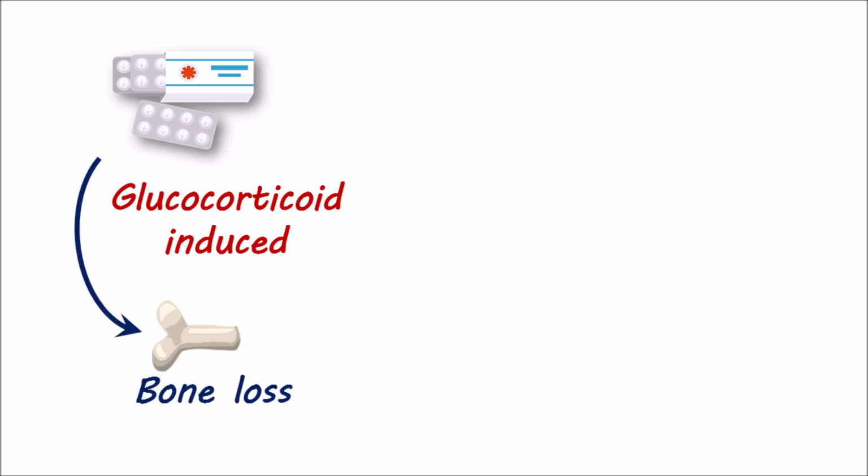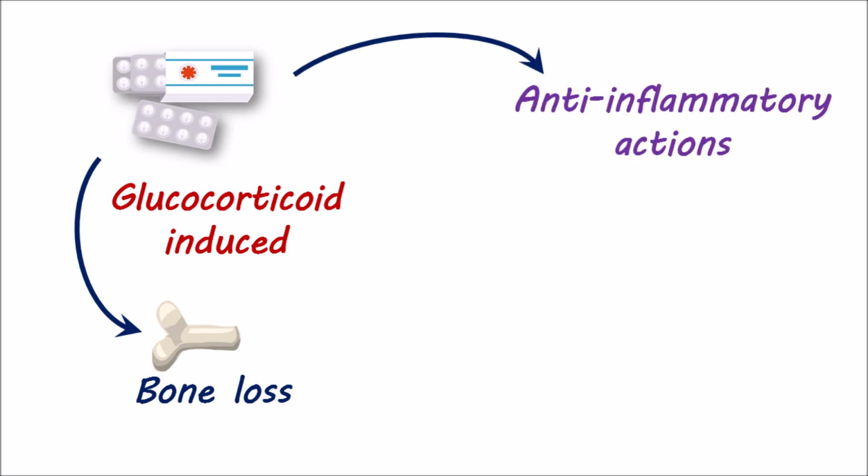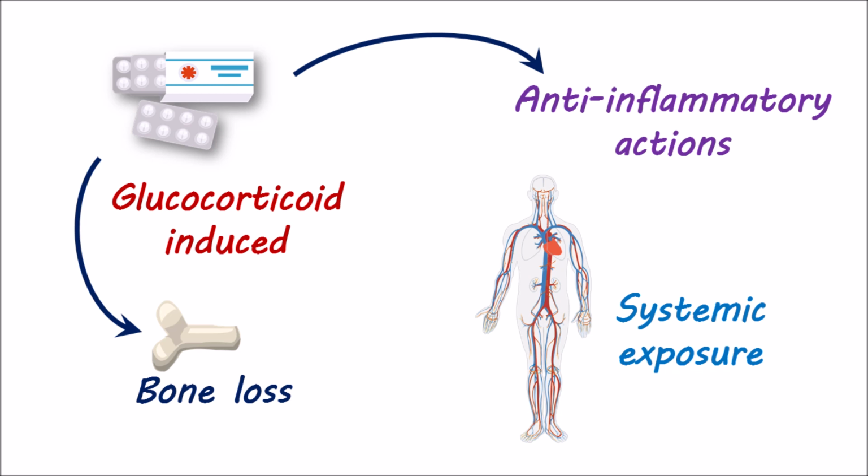Glucocorticoids are widely used medications for their anti-inflammatory actions. However, systemic exposure to these steroids at higher doses can increase the risk of bone loss. Alendronate can be used to restore this bone loss in such people. Another clinical indication of alendronate is in Paget's disease.